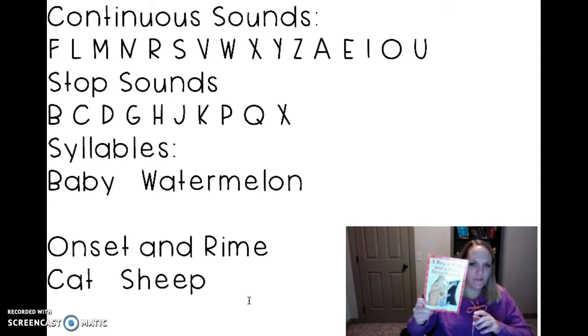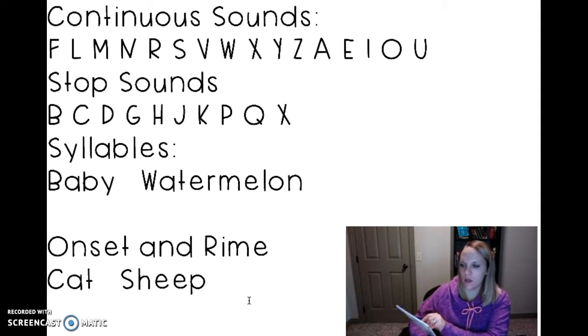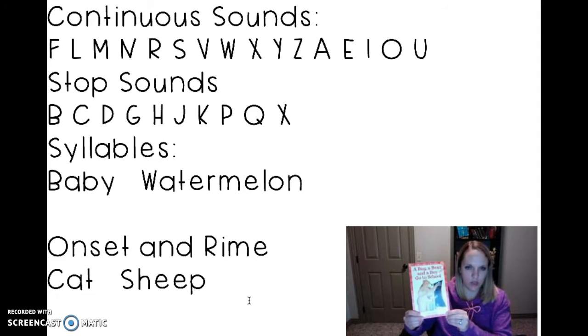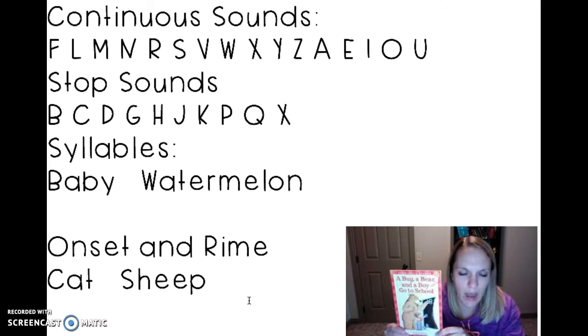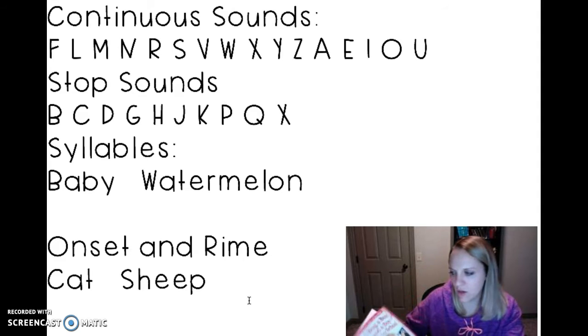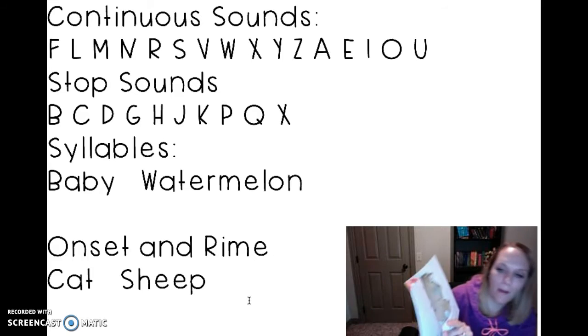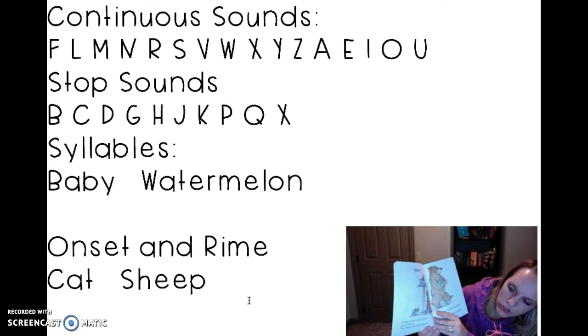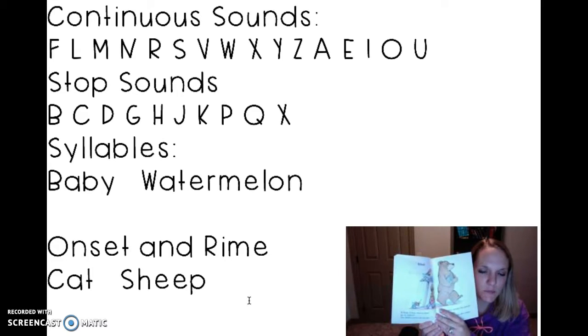So I actually have here a book. This is a pretty fun book. It's called A Bug, a Bear, and a Boy Go to School. Pretty cute when you're talking about school. And I'm just going to give you a little sample of what maybe you could do to practice syllables and letters and onsets and rhymes. Okay, so I'm just going to read you the first page. A bug, a bear, and a boy go to school. The bear carries his books.